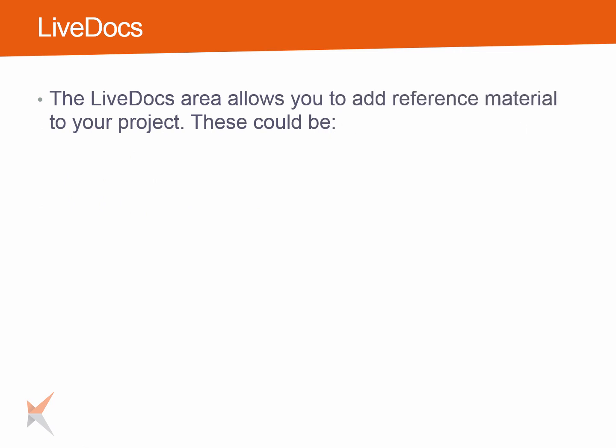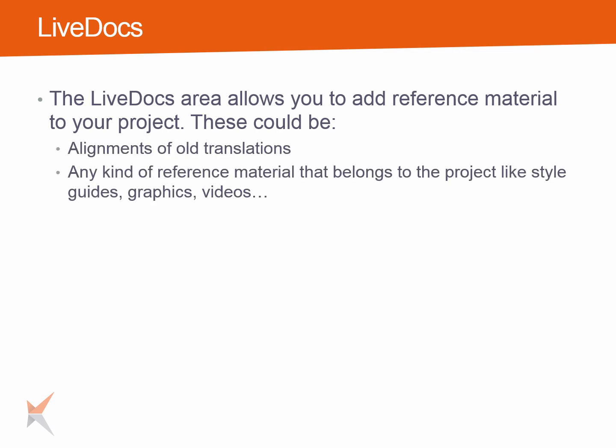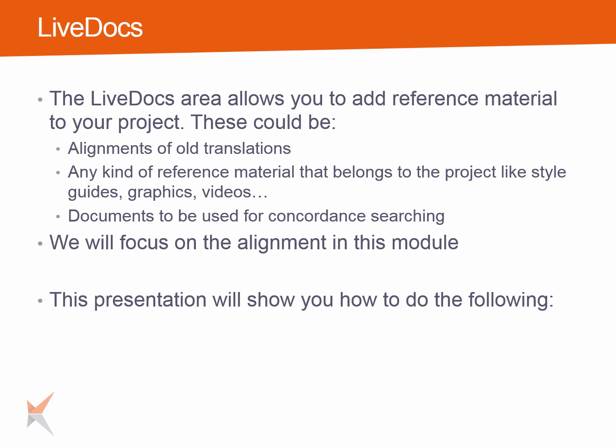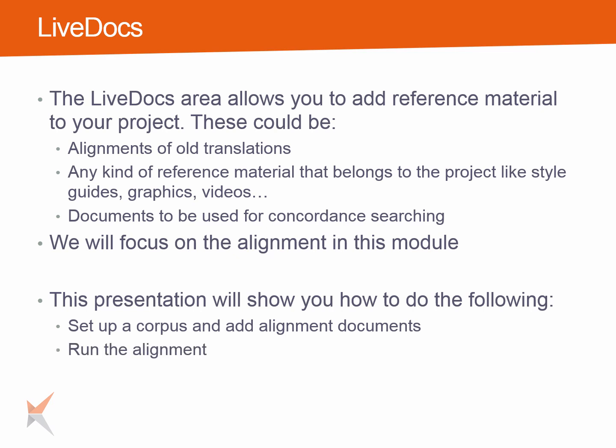The LiveDocs area allows you to add reference material to your project. These could be alignments of old translations, any kind of reference material that belongs to the project like style guides, graphics, videos, or documents to be used for concordance searching. We will focus on the alignment in this module. This presentation will show you how to do the following. Set up a corpus and add alignment documents, run the alignment, and use the alignment results during translation.